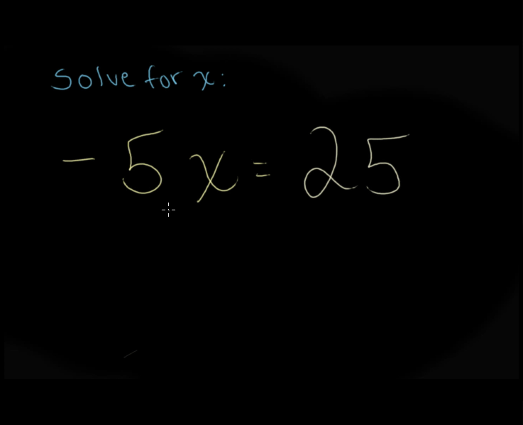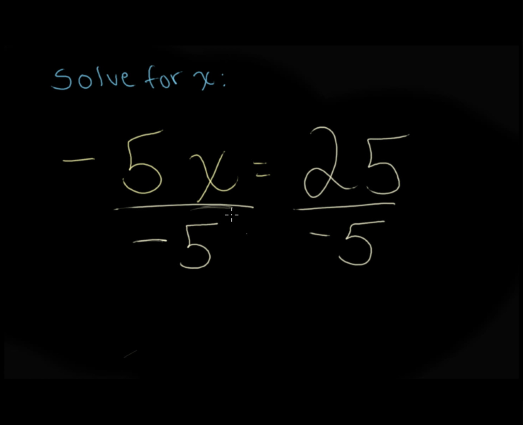So let's do another example. In this equation, negative 5x equals 25, we have to isolate the x once more by using the inverse operation on the coefficient. Once again, this means we have to divide negative 5 on both sides.